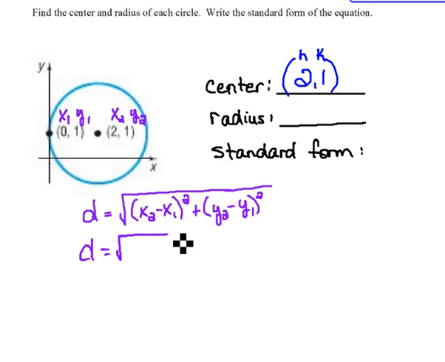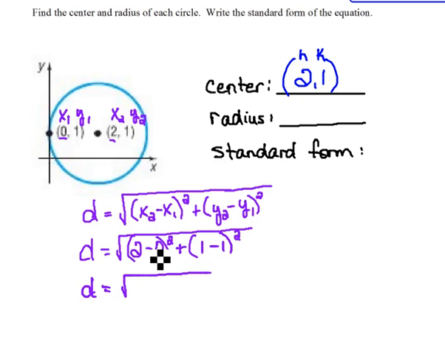So d would equal the square root of x2 minus x1, which would be 2 minus 0. So we'd have 2 minus 0 quantity squared plus the y2 minus y1, which would be 1 minus 1 quantity squared. So that would equal the square root of 2 minus 0 is 2 squared plus 1 minus 1 is 0 squared.